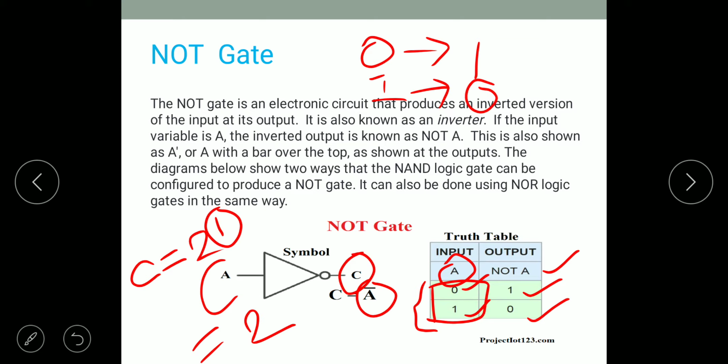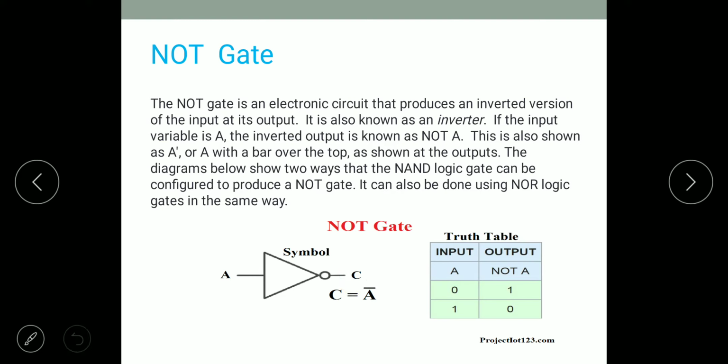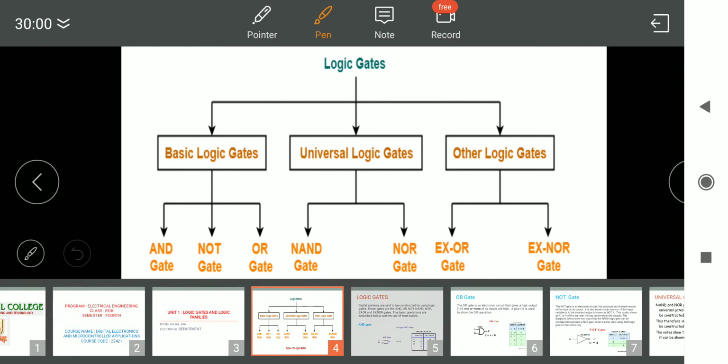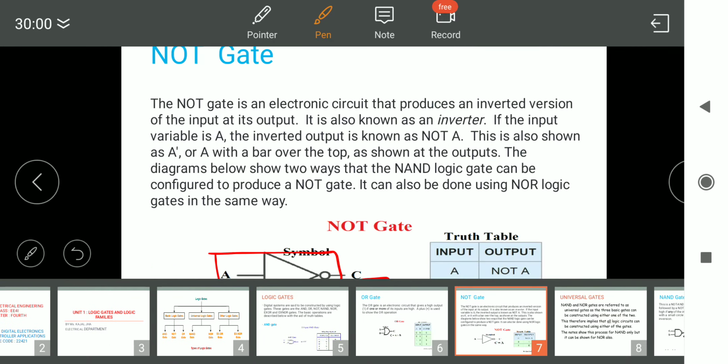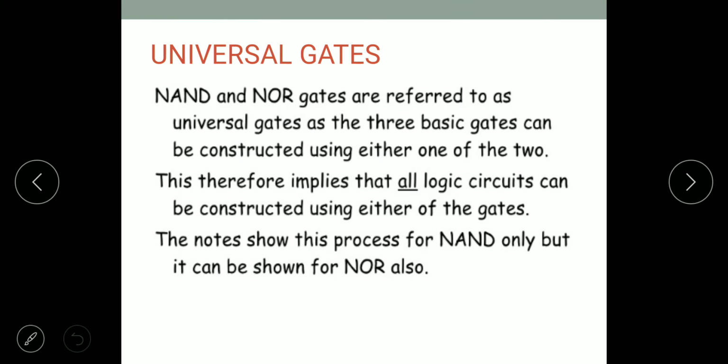Okay, this is the NOT gate operation, and here is the symbolic representation for the NOT gate. This is the Boolean expression for the NOT gate, that is C is equal to A bar. Or we can also say that C is equal to A dash. This is also a Boolean expression for the NOT gate, and this is the truth table for the NOT gate. Now we see the next slide, that is universal gates.